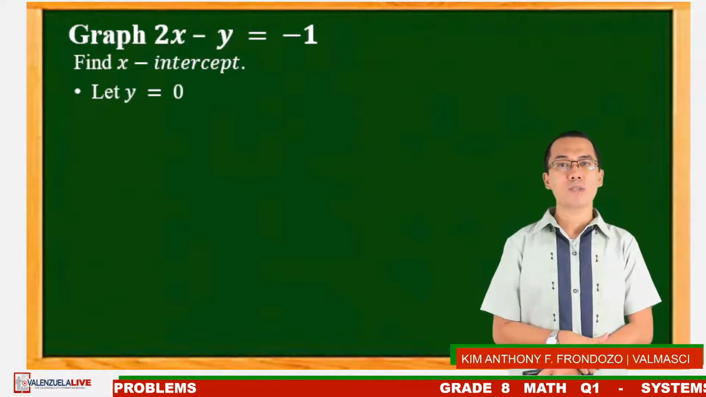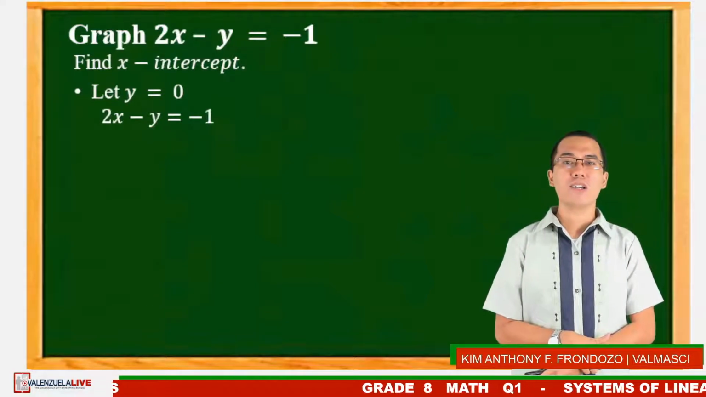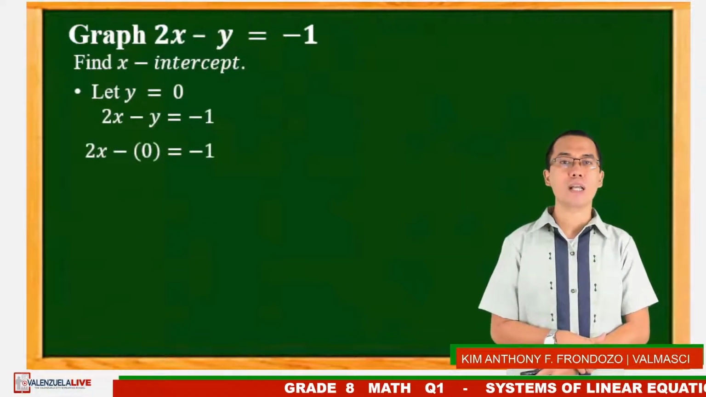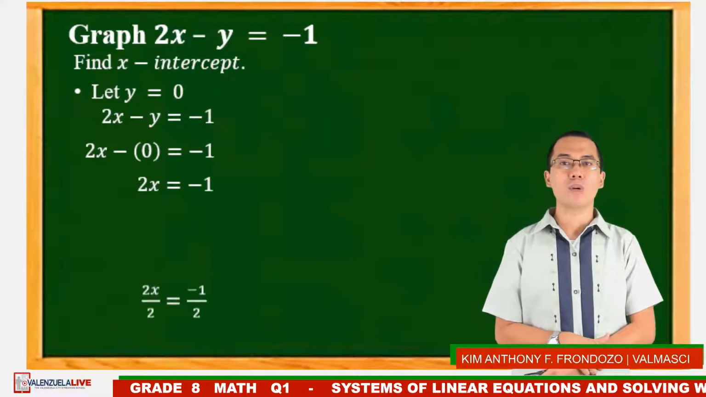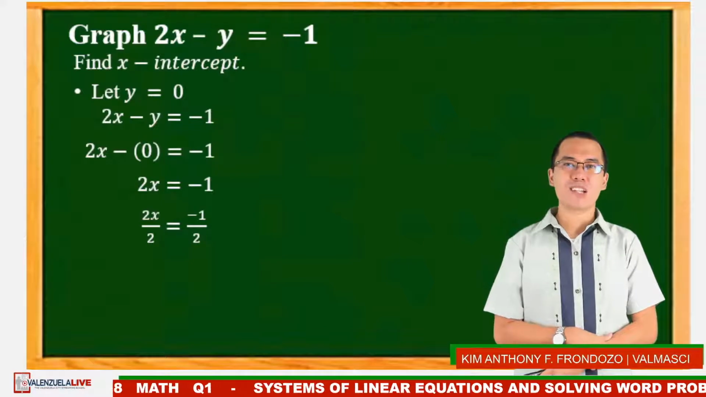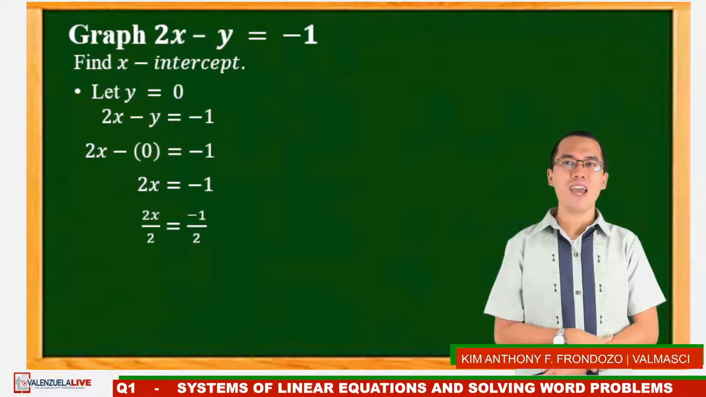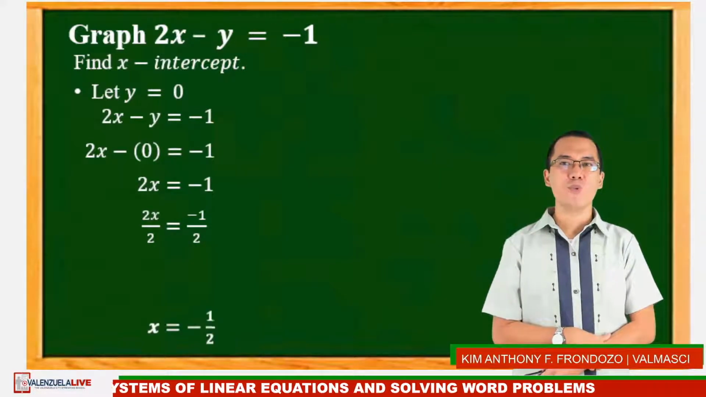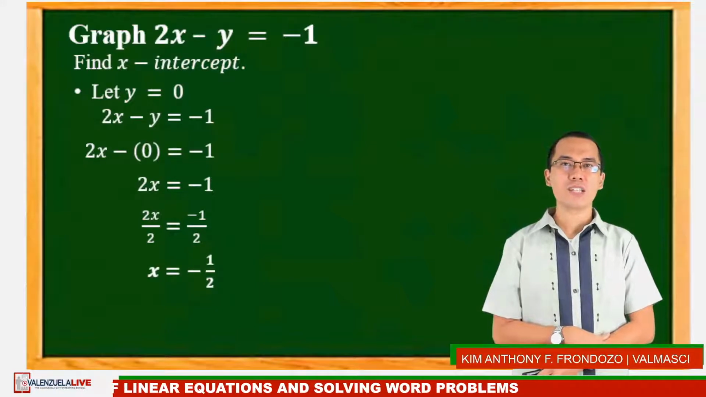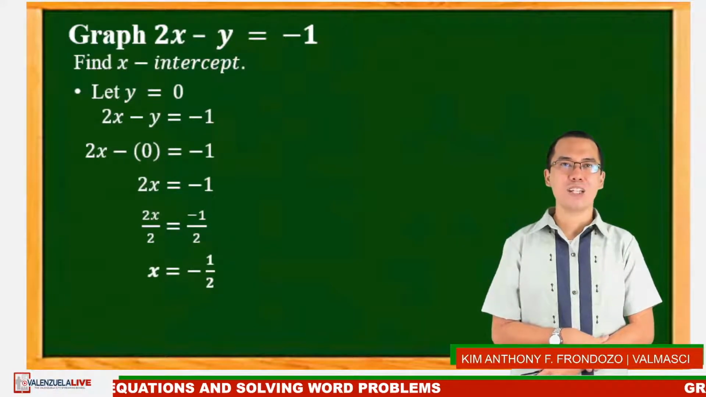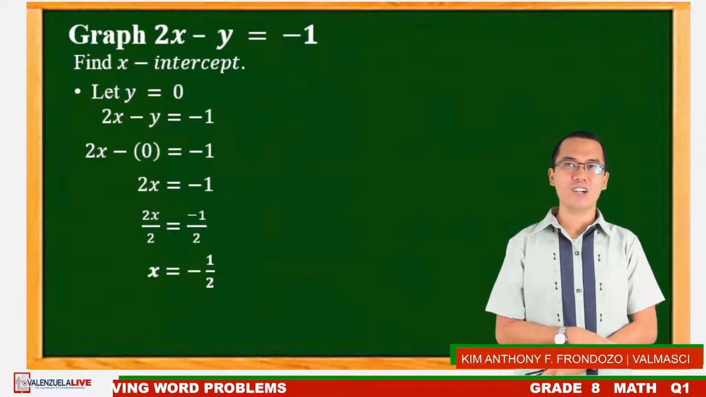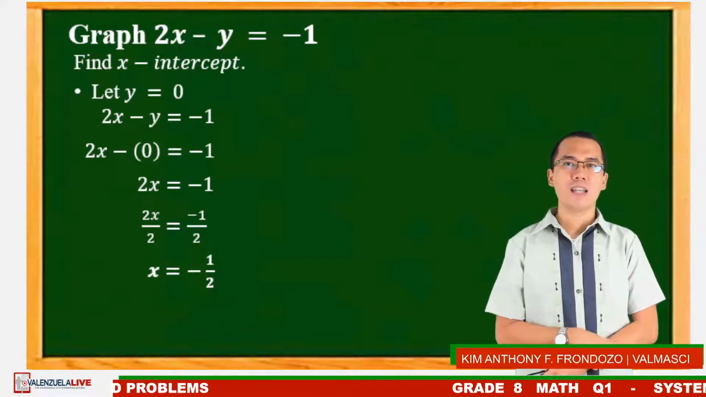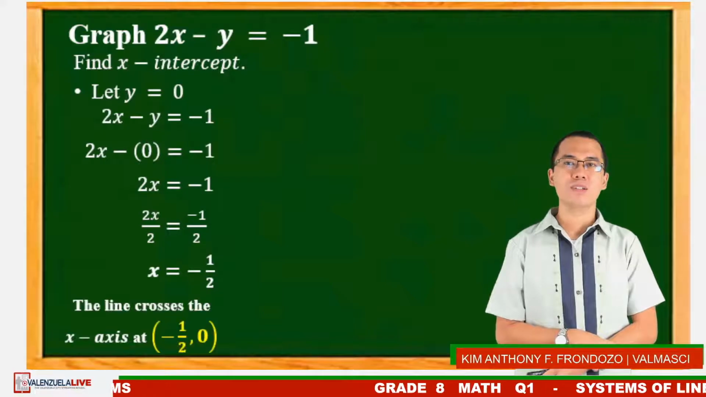So we'll have 2x minus y equals negative 1. So by substitution, we have 2x minus 0 equals negative 1. So we'll have 2x is equal to negative 1. Dividing both sides by 2, we'll have x equal to negative 1/2. So the line crosses the x-axis at negative 1/2, 0. So we will plot the coordinate in the Cartesian plane. We'll have negative 1/2, 0.